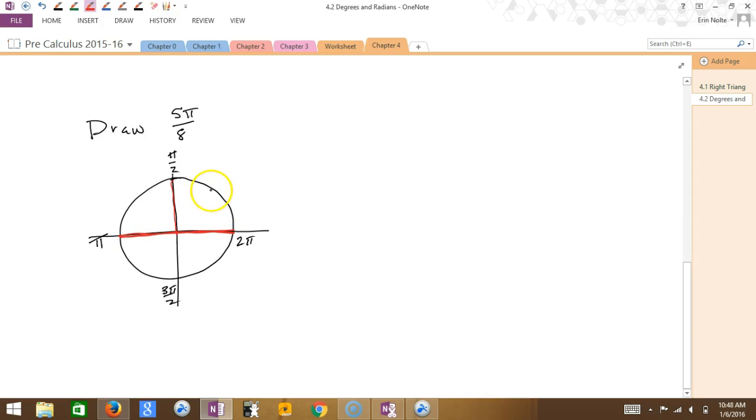If I put a line right here and here, now I'm in fourths. Now to get to 8s, I'm going to cut each of those in half. Now I have 8/8, true. Yeah, you're right.